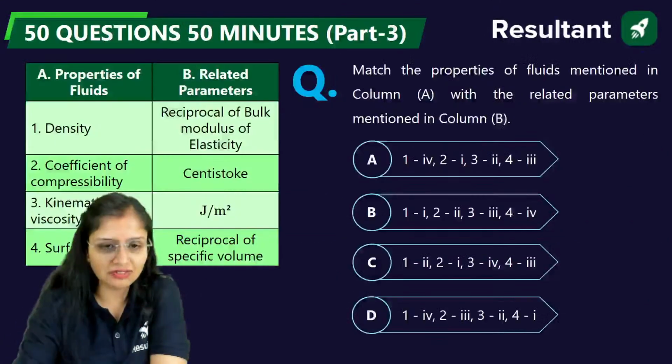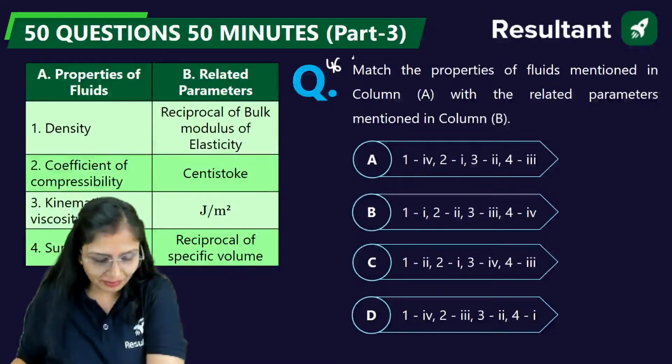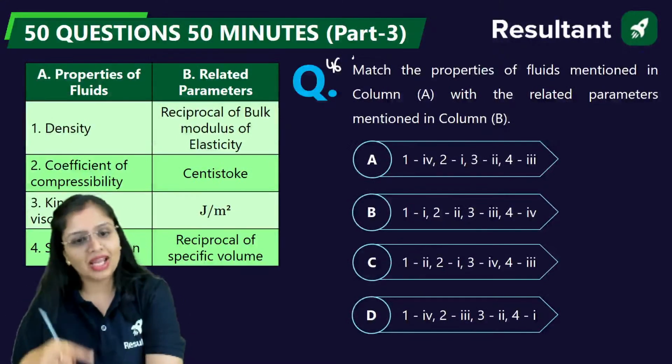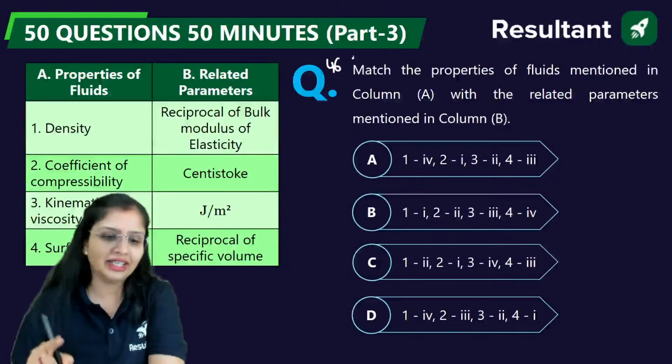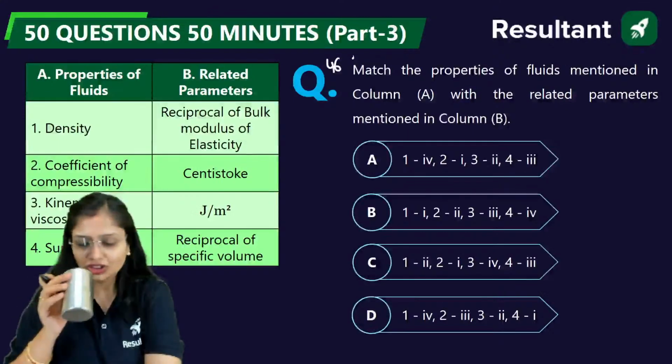Okay. Last 5 questions. 46th. Hello, Krupa. Hi, how are you? So properties are given to you and the parameters used for finding them are given to you. You have to match the following. Come on, guys. Last 5 questions. Buck up.